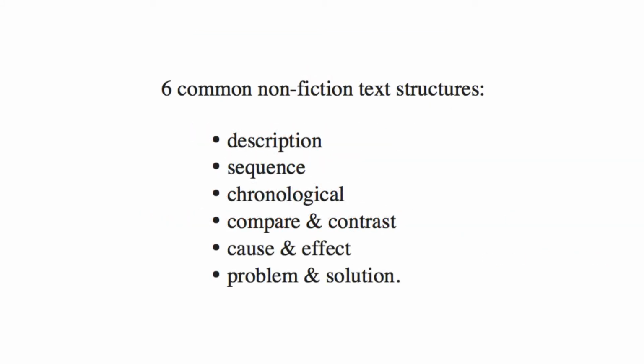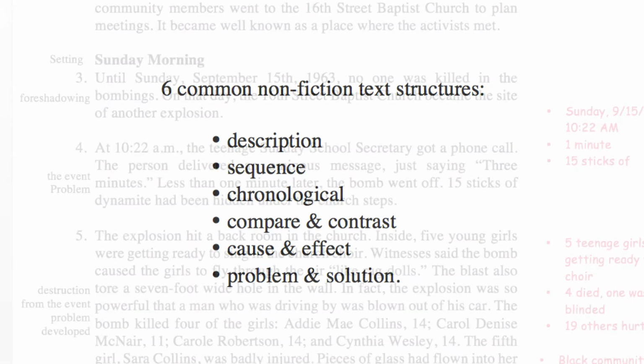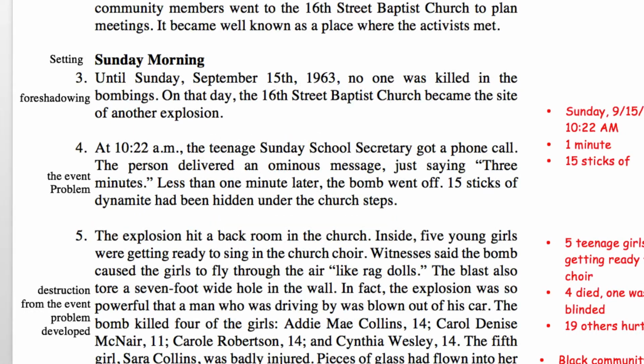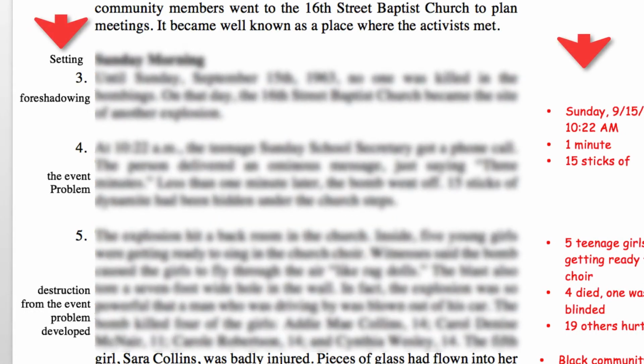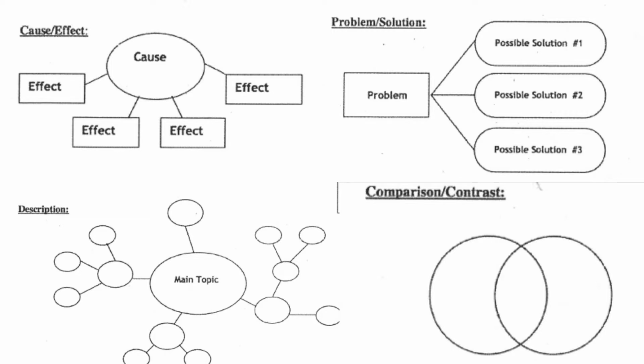This series examines 6 common nonfiction text structures: description, sequence, chronological, compare and contrast, cause and effect, problem and solution. Text structure is the term used to describe the way information is organized in a passage. The way the information is organized helps our brain understand which bit of information is most important and how to categorize the rest. Think of it as a flowchart.